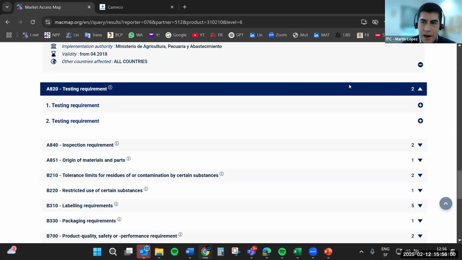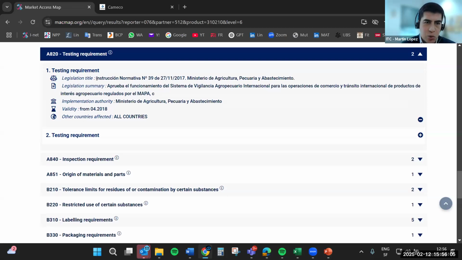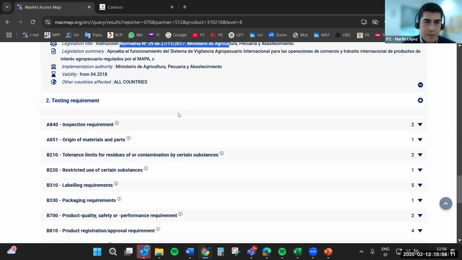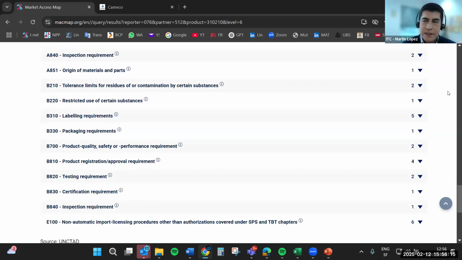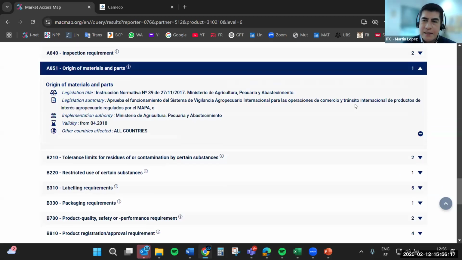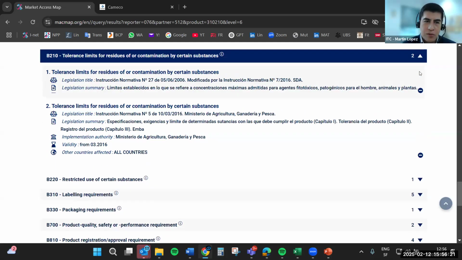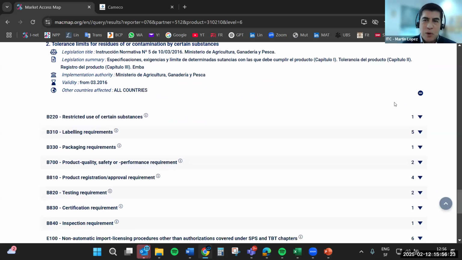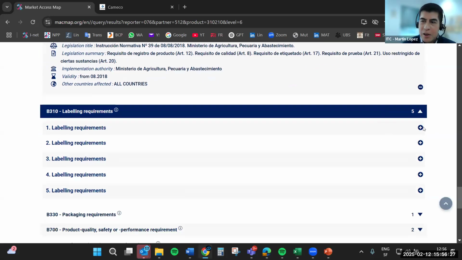Testing requirements, there are two, and if we expand this area, we will see that this has to do with this regulation of the Ministry of Agriculture in Brazil, and this is applicable to all countries. Well, and this is probably a very common task of exporters before targeting a given market, to make sure that they can comply with all this.